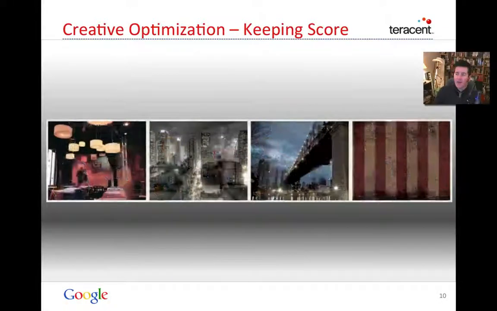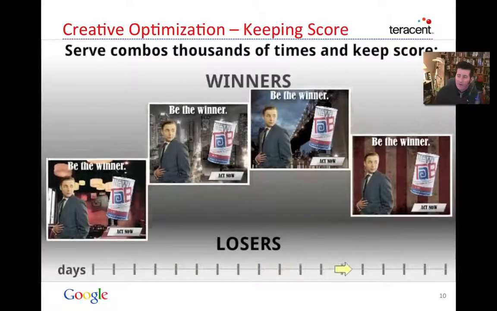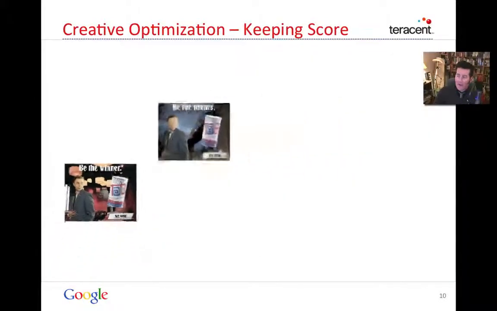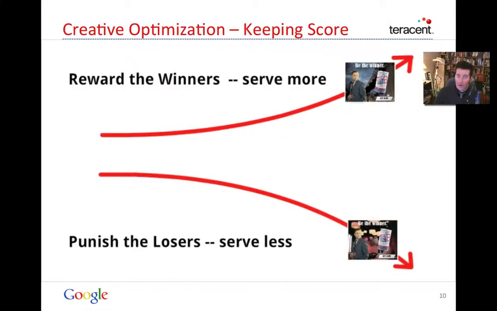So let's talk about creative optimization. Imagine we have 4 different ads that are different by one way. Over time, we compare them, we find the winner, and we start serving that winner more and more often in the right context. The losers, we punish them and we serve them less. But we keep serving them because over time, losers might become winners and winners might become losers, because there are different arcs in time and in context.